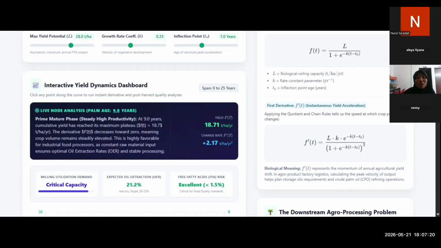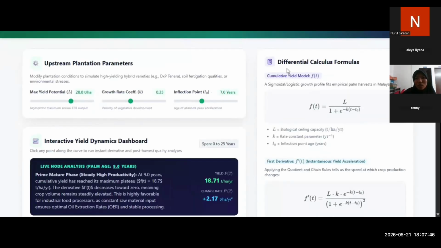For instance, you can adjust expected rainfall or fertilizer volumes and immediately see how future fresh fruit bunch (FFB) yields fluctuate over time, making complex agriculture forecasting intuitive and actionable. Next, we look at the differential calculus formula. Behind this formula is calculating rates of change and marginal returns.